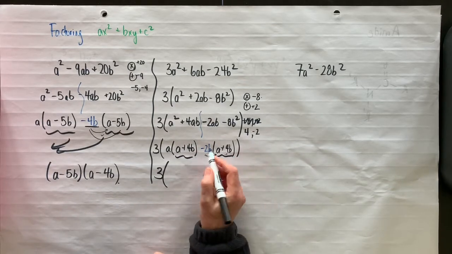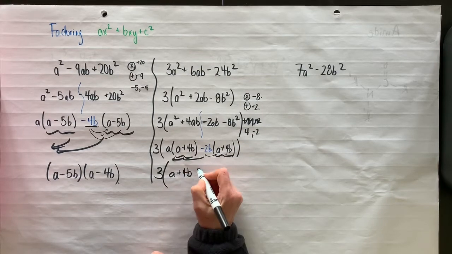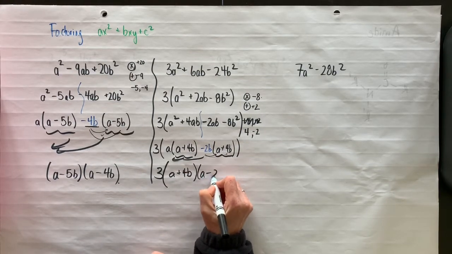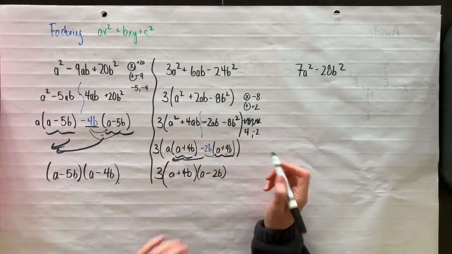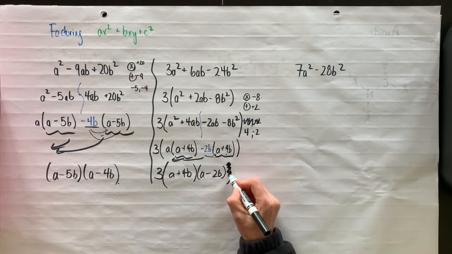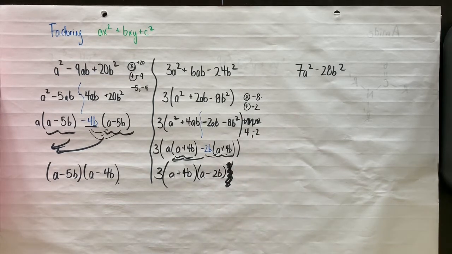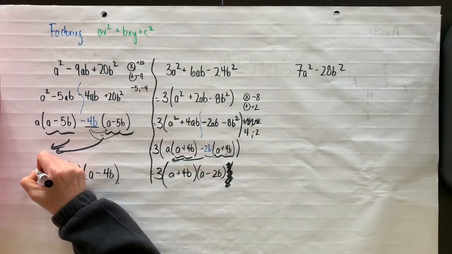This factor is the same as that factor. I pull it out in front. I'm left with a plus 4b. What's left over? A minus 2b. And stick your bracket there. Oh, I don't even need that bracket. There we go. Okay, so that's how you factor that one. And of course, I'm putting all my equal signs in there. I should have done it over here.